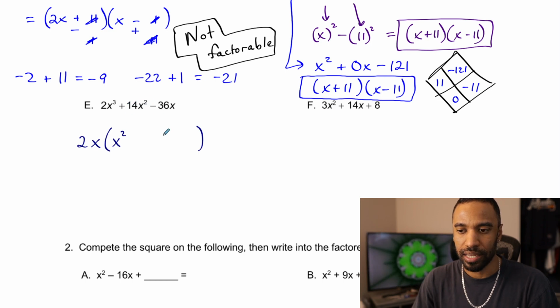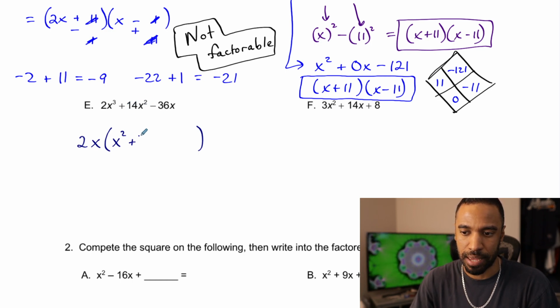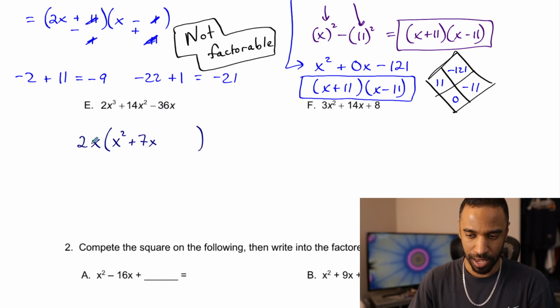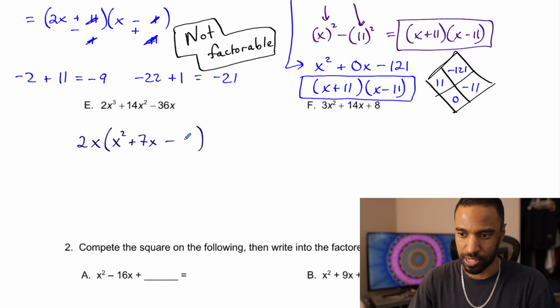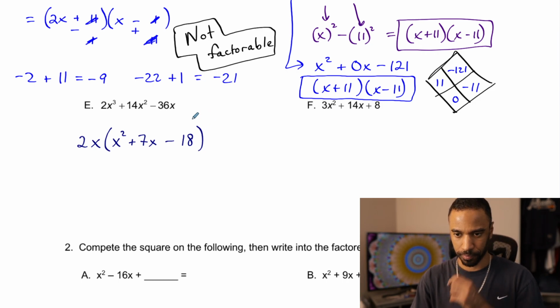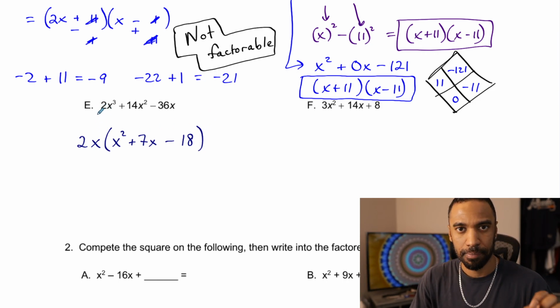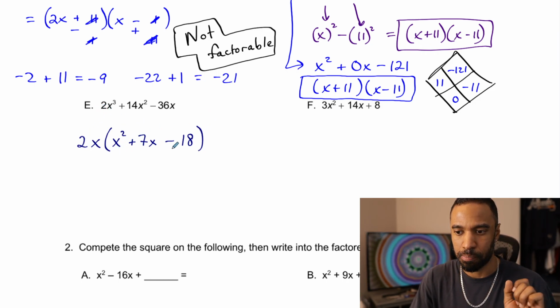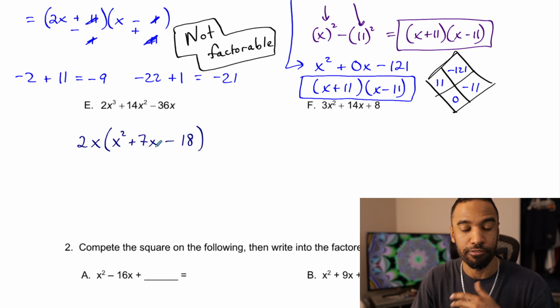2x times what gives me 14x squared? 2 times 7 is 14, and x times x is x squared. And finally, 2x times what is negative 36x? That's a minus 18. Now don't stop here. You got to check and see if this part inside is also factorable.